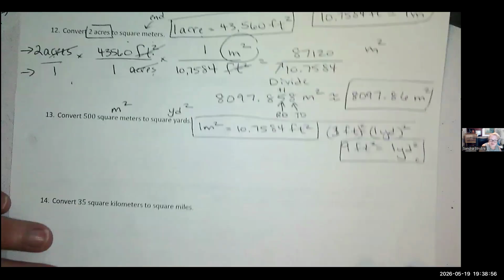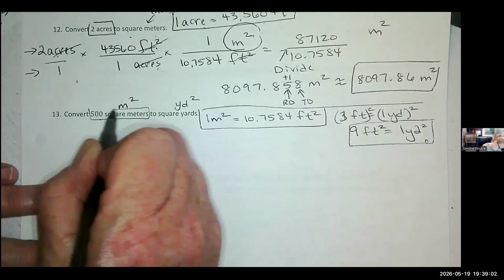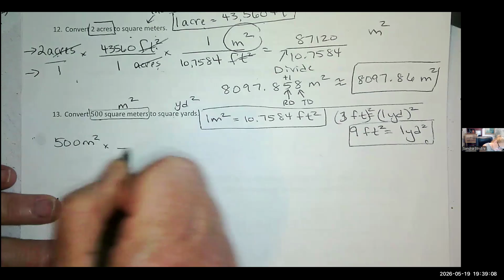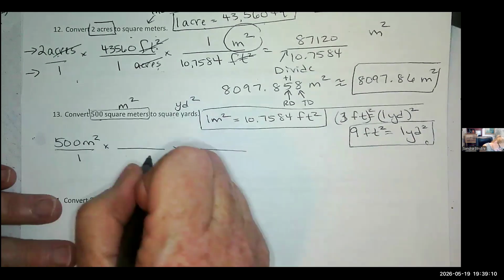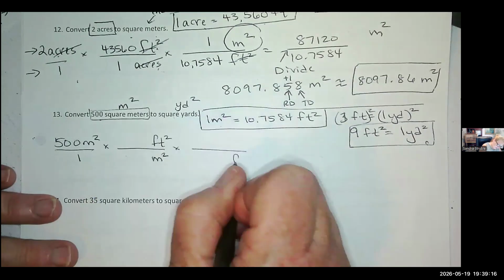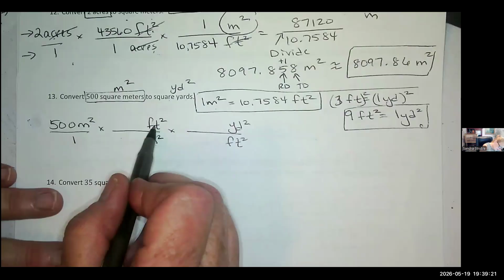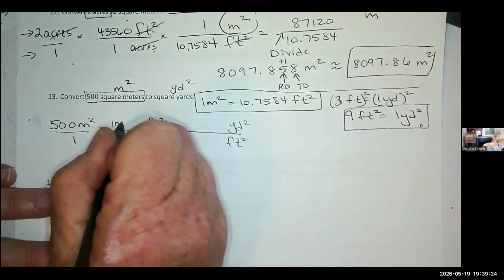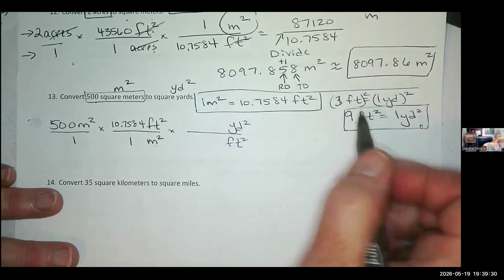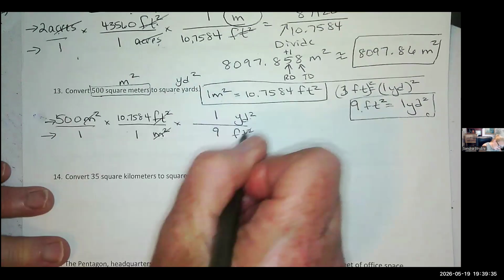Starting with 500 square meters, this is where we start. We're ending with square yards. We've got a couple conversions. We need to put this over 1. Meters squared is gone. I can get to feet squared, but I don't want feet squared, I want yards squared. To go from meters squared to feet squared, I need 1 and 10.7584. To go from feet squared to yards squared, I need a 9 and a 1. Multiplying straight across, meters squared's gone, feet squared's gone, left with yards squared, which is what I want.